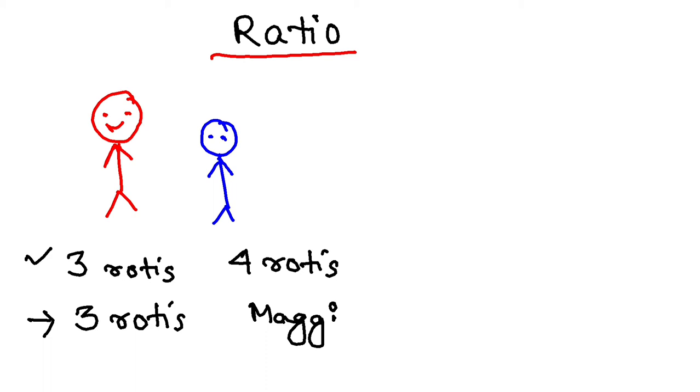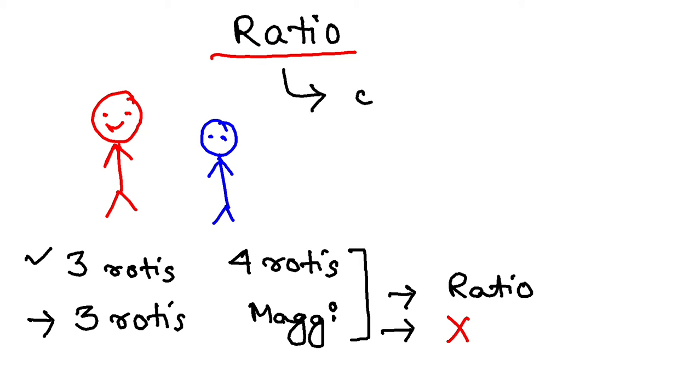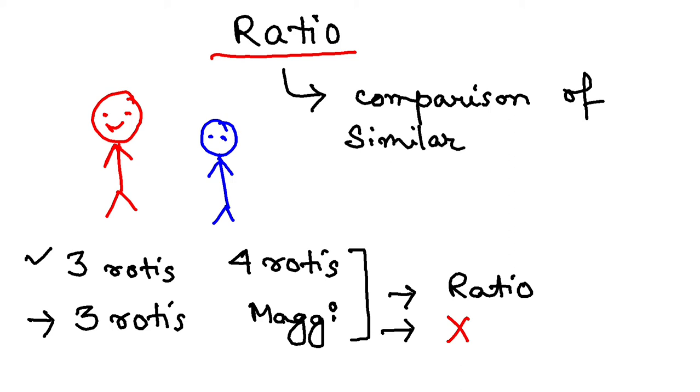In mathematics, when you compare similar kind of things, then it is called a ratio. But in the second case, 3 rotis and 1 Maggi, ratio is not applicable because we are comparing different quantities. So essentially, what is ratio then? If I want to write the definition, it is a comparison of similar quantities.